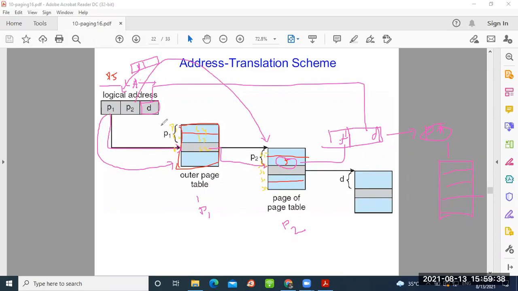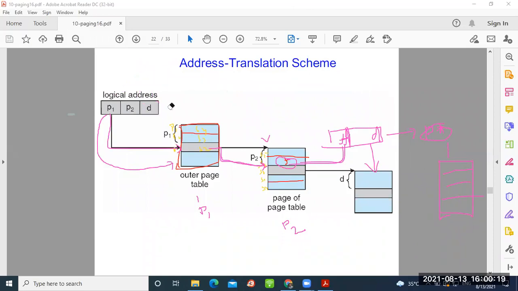And how is the mapping done? P1 is always mapped to the inner page table. Then P2 maps: the inner page table is responsible for mapping the actual frame, the frame associated with the main memory. Now this P2 will be mapped to the frame number, and this frame number will be combined with the offset address to generate the actual address. I hope it is clear to all of you.